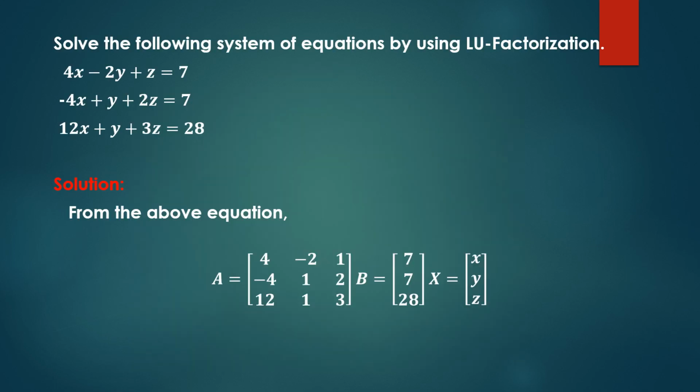So this is the question. We have to solve this equation using LU factorization. So we have to identify A, B and X first. A is the coefficient of all the x, y, z in this equation. B is the right part, and the unknown values form the capital X, that is x, y, z. Then you have to find L and U from this matrix A by using Doolittle's method. Then you have to follow the procedure as I'll discuss in the problem.